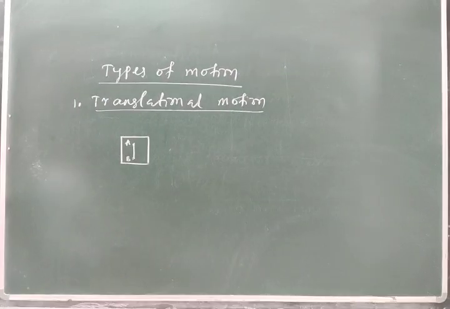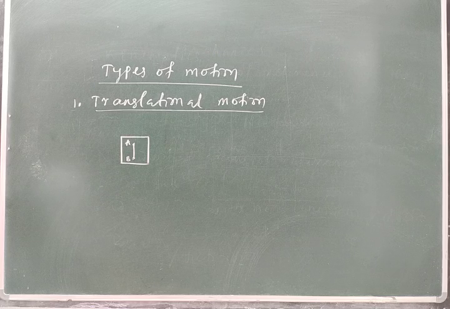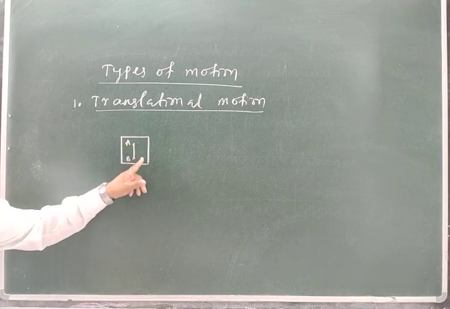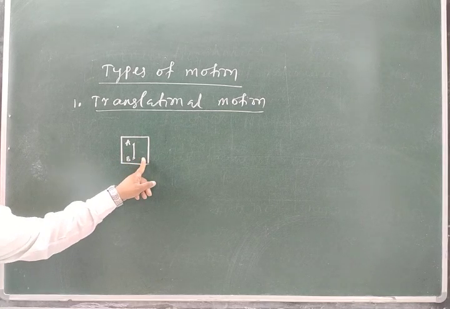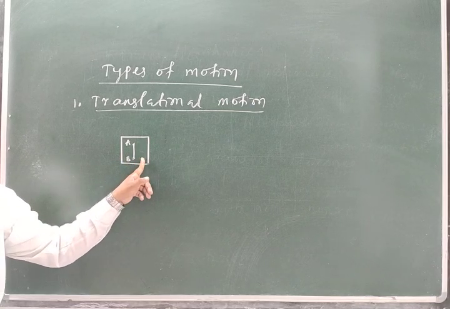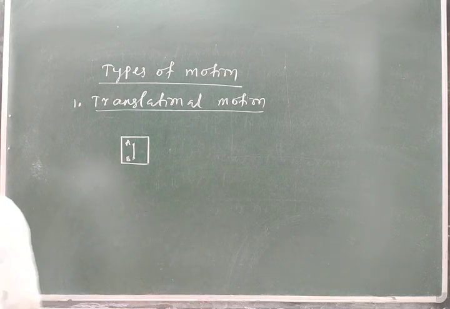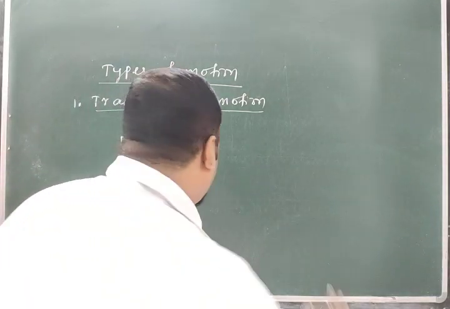Now, when can we say that a motion is translational motion? A body is in translational motion if a line joining any two points on the body remains parallel to itself throughout its motion.